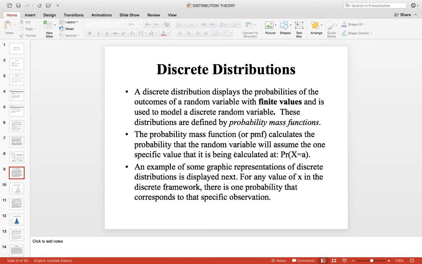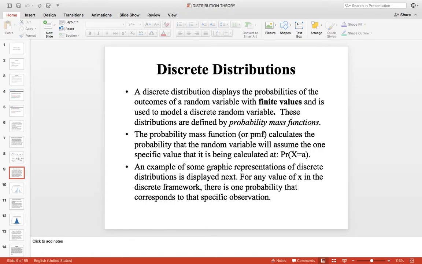So we're talking about discrete distributions. A discrete distribution displays the probabilities of outcomes of a random variable which has finite values, and is used to model a discrete random variable. You define the distribution through what is called a probability mass function. This is something that you have to remember. The probability mass function is typical of a discrete distribution.